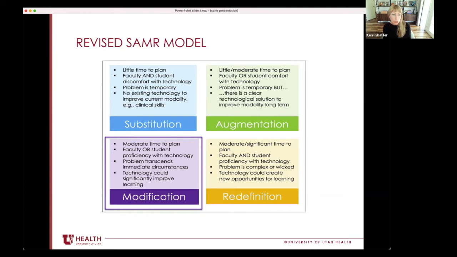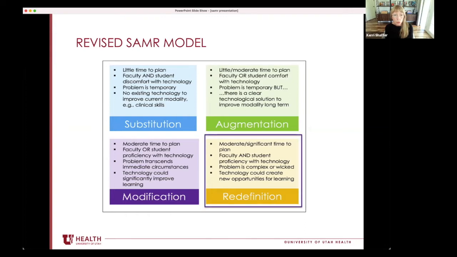So having a little bit more time to plan, having some proficiency, not just comfort, but some proficiency with technology, having a problem that transcends the immediate circumstances. So again, like students that maybe are reluctant to engage in person, that's something that can be helped with technology. They can use something like a chat tool and it's a little bit easier for them to engage. And the technology could actually significantly improve the learning experience.